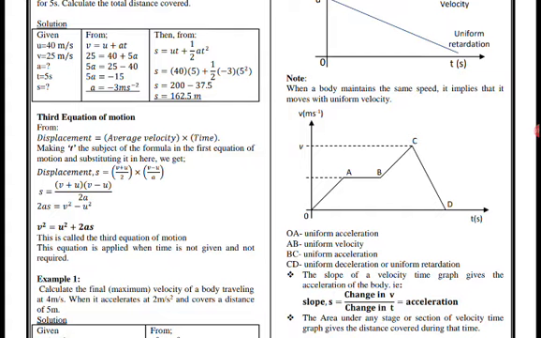Then you cross multiply and you get 2as equaling to v squared minus u squared. When you make v squared the subject, you come up with v squared equals u squared plus 2as. This one is the third equation of motion. The terms there are final velocity, initial velocity, acceleration, and the displacement or the distance.